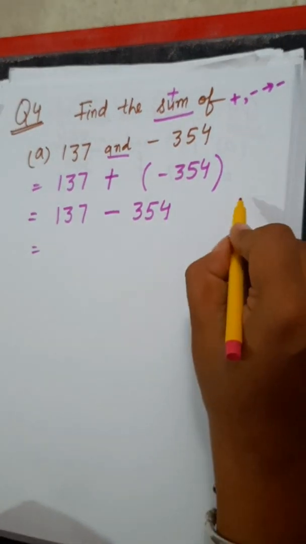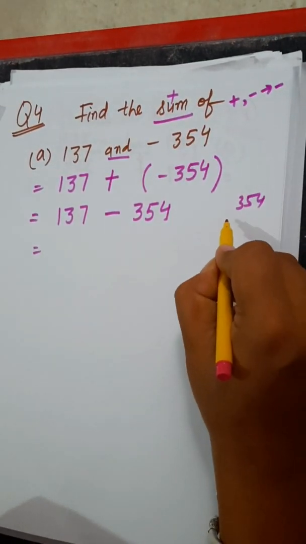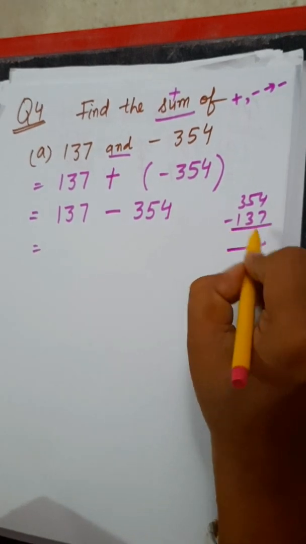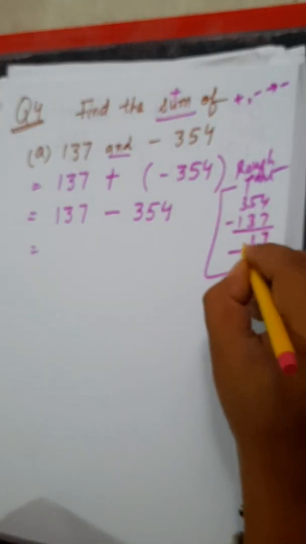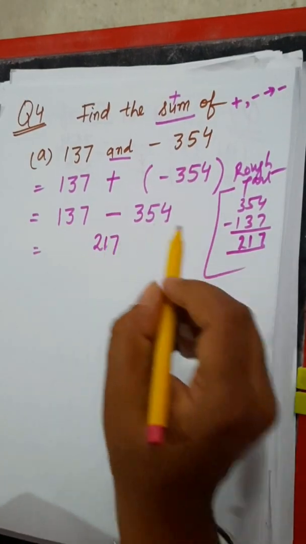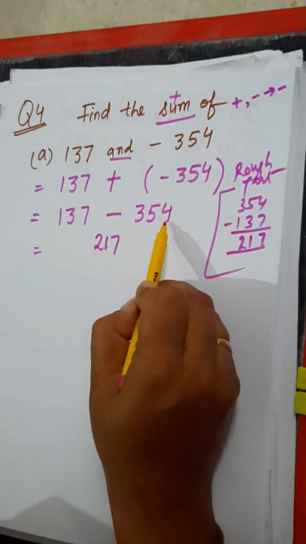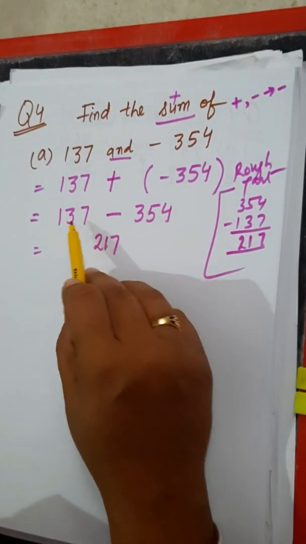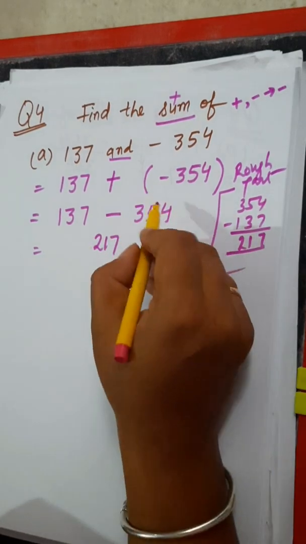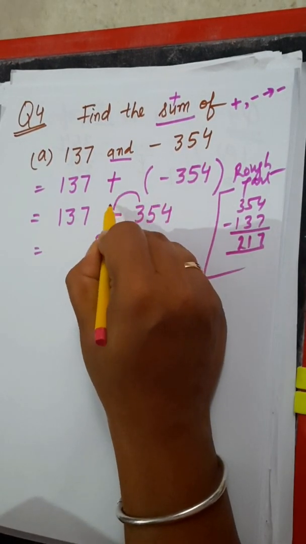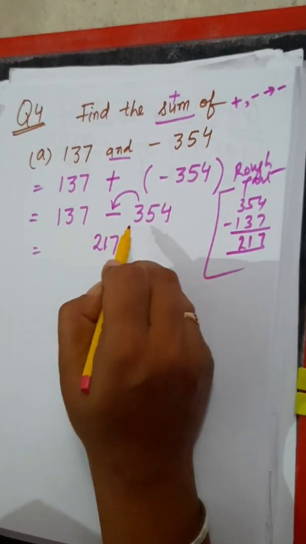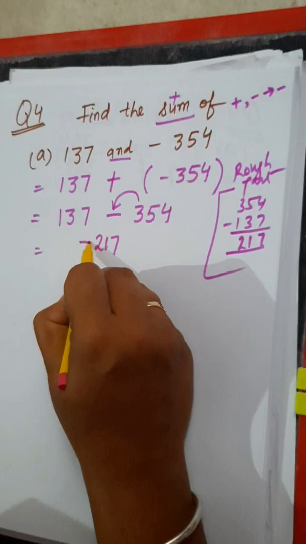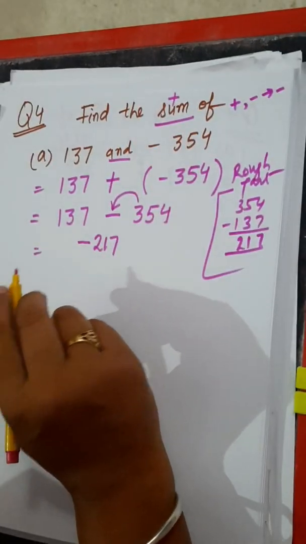137 minus 354, you have to subtract. 354 minus 137, this is your rough part. Okay, so if you subtract, you will get 217. But here 354 has the greater numerical value and 137 has the smaller numerical value, and in front of 354 you have a sign of negative. So I will use the sign of the greater numerical value. I will write minus 217.